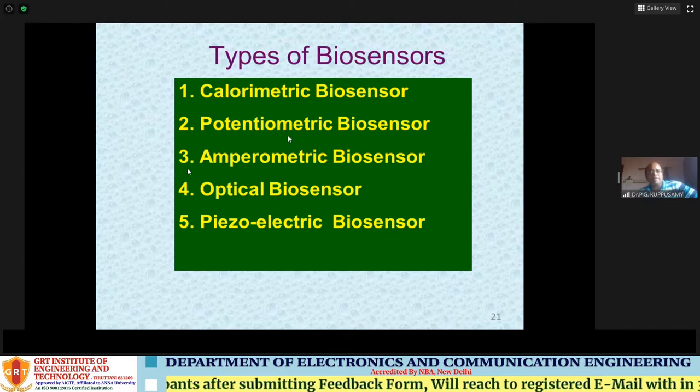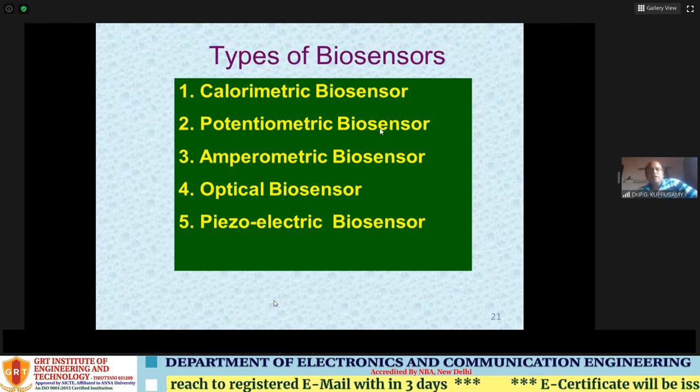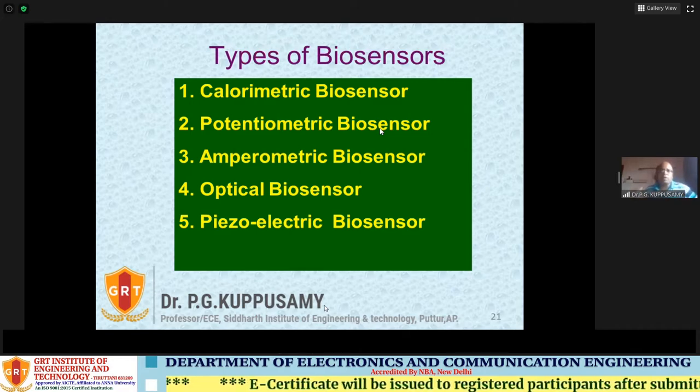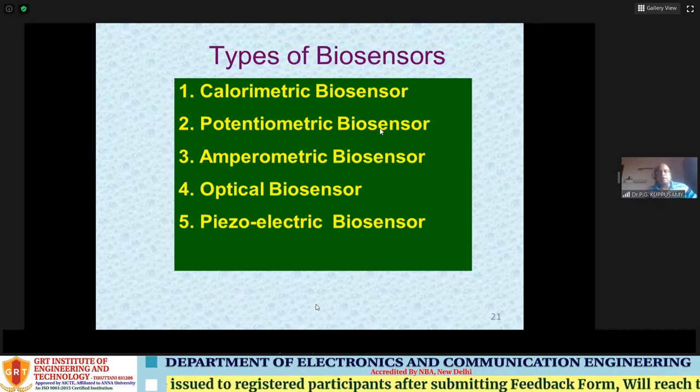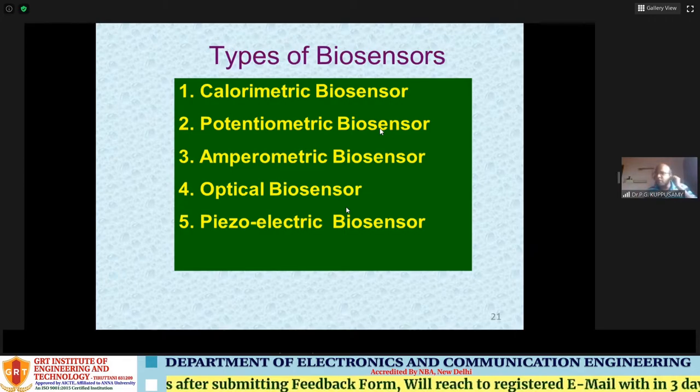Potentiometric biosensor operates based on voltage. For example, if you want to find out the operation of your heart, heart signals, ECG signal. In our body, they are placing different nodes. Based on the nodes, we are measuring the operation of the heart, which is called the ECG signal. So how to measure the ECG signal: based on placing different nodes on our body.